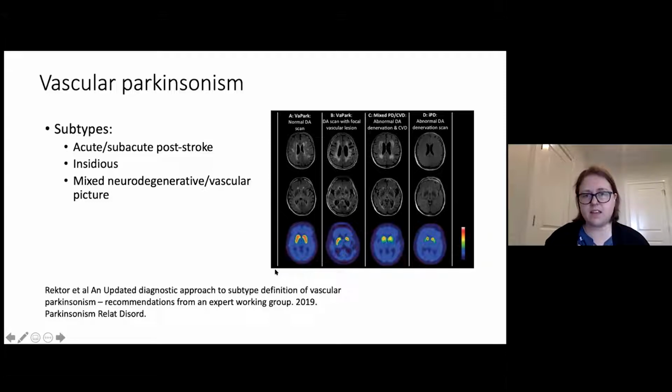A DAT scan is shown on the right here. A normal scan is shown on the bottom, and you can see good signal in the caudate and putamen. With idiopathic Parkinson's disease, you see a loss of that signal on the far right. If something is truly just vascular Parkinsonism, you should have a normal DAT scan, or as I mentioned, you can sometimes have this mixed picture, and so this may be helpful in sorting that all out.